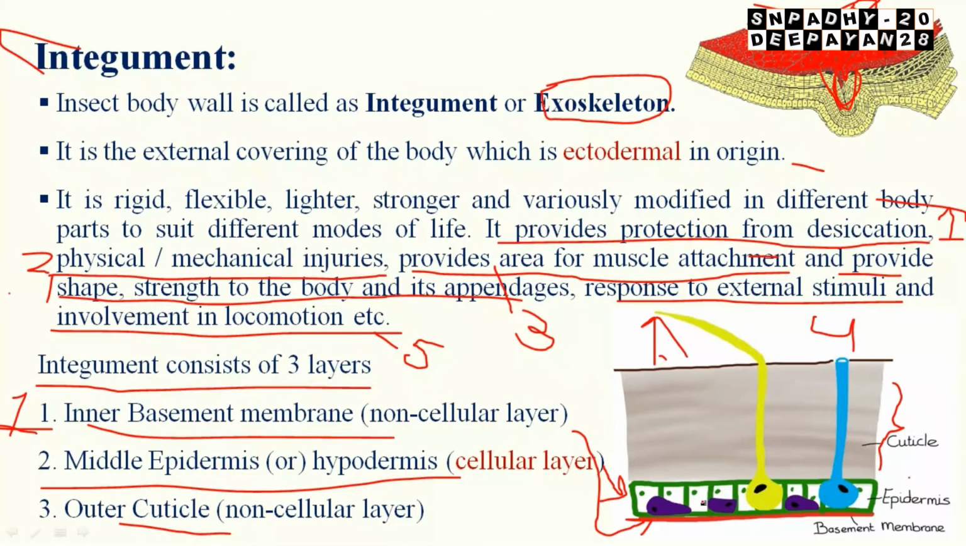This is the outer surrounding, and inside the insect body, internal appendages will be there. So this will be their hemocoel, or the body cavity of the insect. Then comes the innermost membrane, the basement membrane, which is non-cellular. Then comes the epidermis, which is cellular. The only cellular layer present in the integument is the epidermis. Then comes the cuticle. The cuticle is also non-cellular, and it is the outer layer of the integument. Okay.